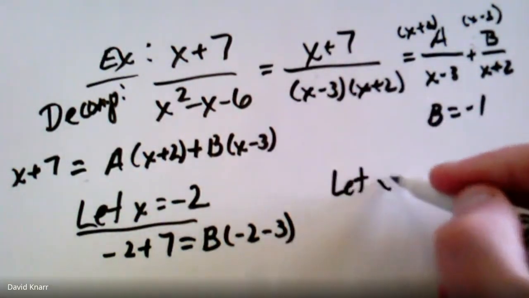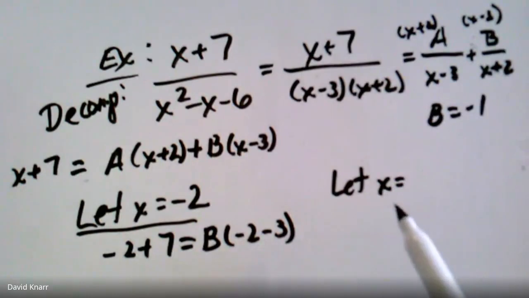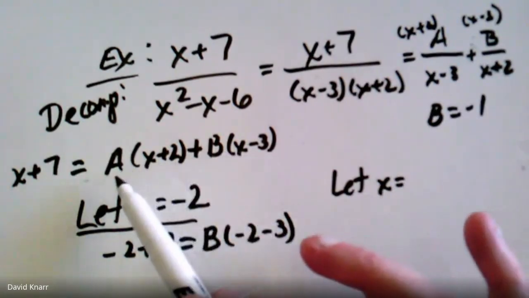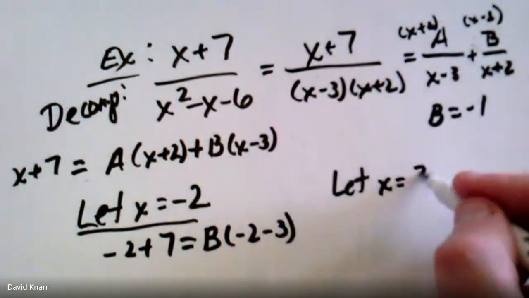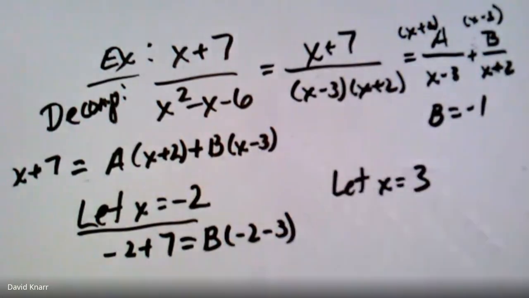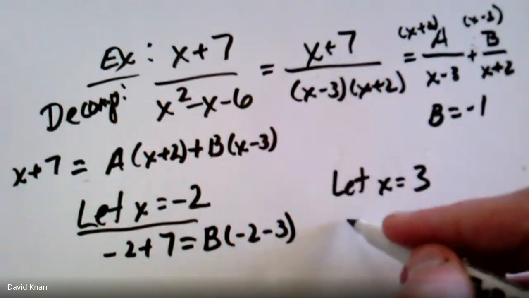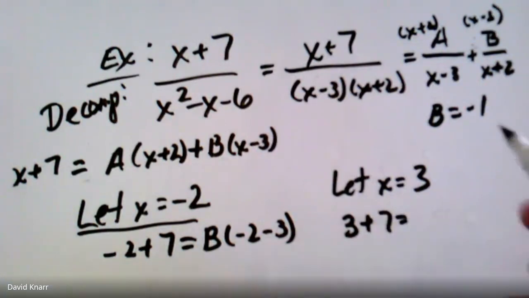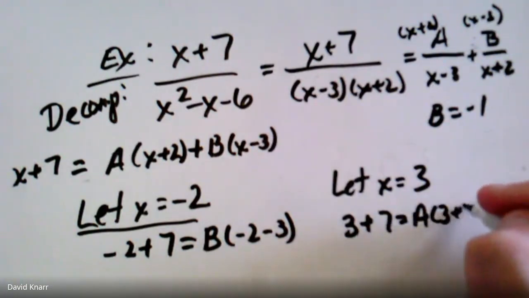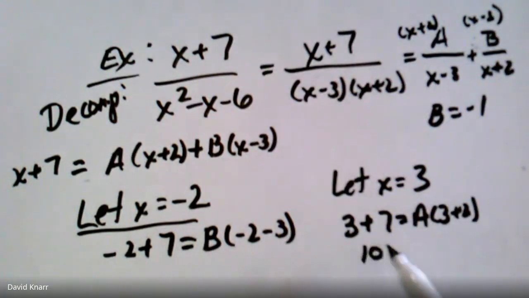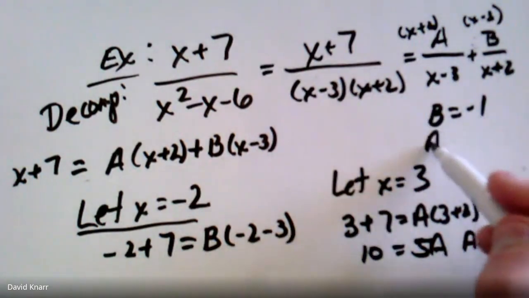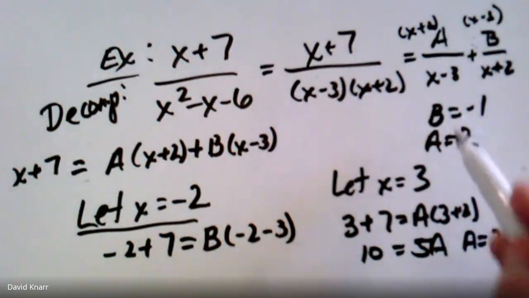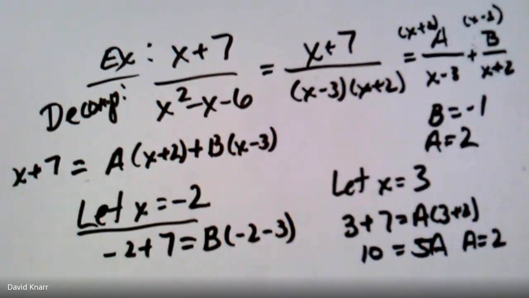And then over here, I want to get B out of there so that A is still left. So I'm going to pick 3 for x. 3 minus 3 gives me 0. So that'll give me 3 plus 7 equals A(3 plus 2). So 10 equals 5A. So that means A equals 2. There's my two numbers that'll make the partial fractions.